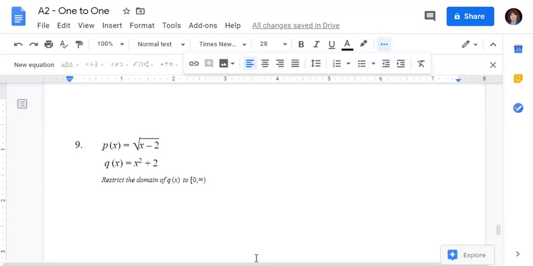So first, we're going to do the composition p of q of x, and that means for the x in the first function, we will replace that with our expression x squared plus 2, and then we'll do q of p of x. In this case, we will replace the x in the function q of x with the square root of x minus 2, and then we'll simplify each one to show that they do simplify to give us the expression x.